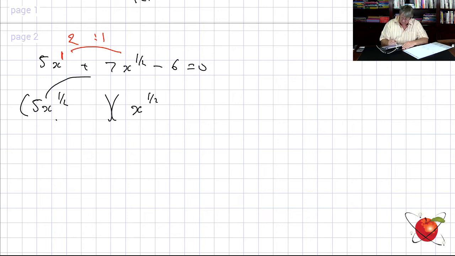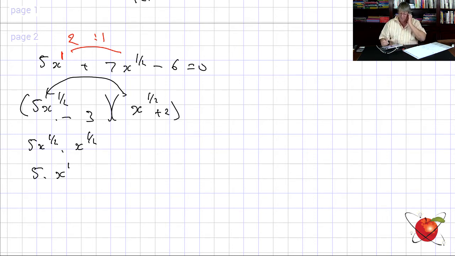Why? Because when we multiply that out there, you are going to get 5x to the half times x to the half, which is 5x to the power of 1, right? And then we get a minus 3 and a plus 2 in there. And then we can solve, because we can say 5x to the half equals 3, and x to the half equals minus 2. Okay? X to the half equals minus 2.